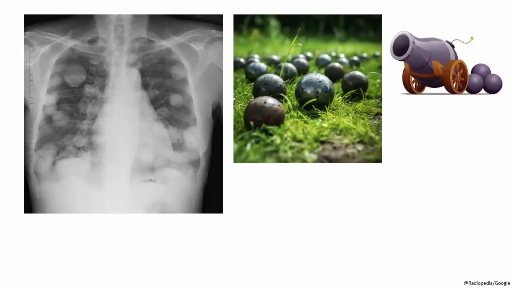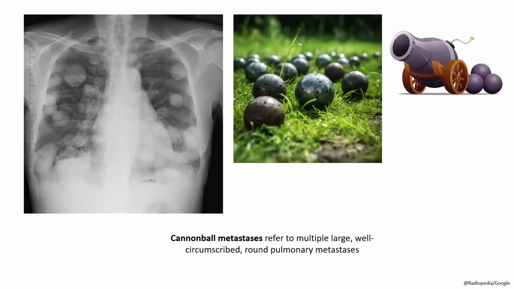What is this appearance known as? This is cannonball metastasis in the lung, which indicates metastasis from, like, osteosarcoma and choriocarcinoma. It can occur from any primary. So the metastases are very large and round shaped, giving an appearance of cannonball.